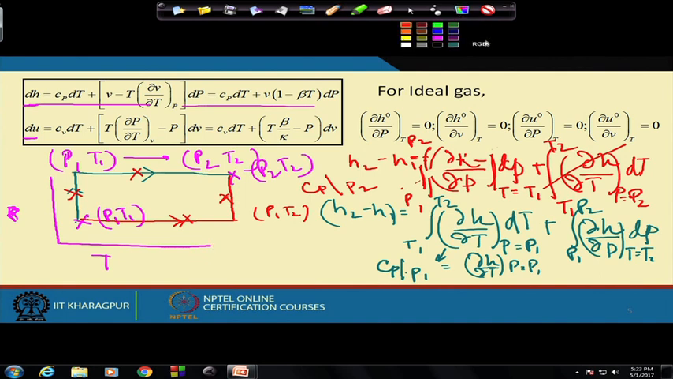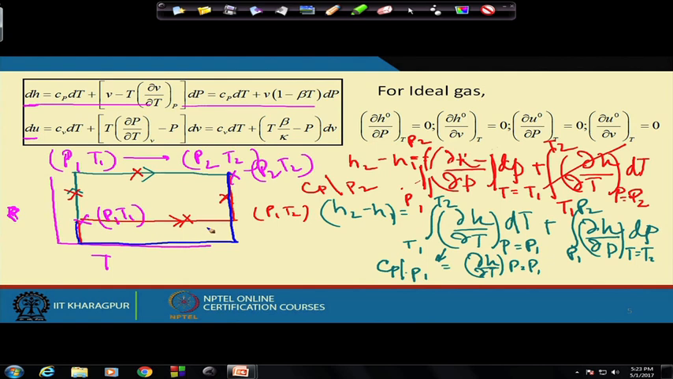From practical considerations, what are we going to prefer? I will select a separate color for your convenience. We shall be preferring, we would like to come down to pressure P equals to 0. Then at P equals to 0, we would like to perform the change in temperature, and then from here we would like to go to P2 T2.